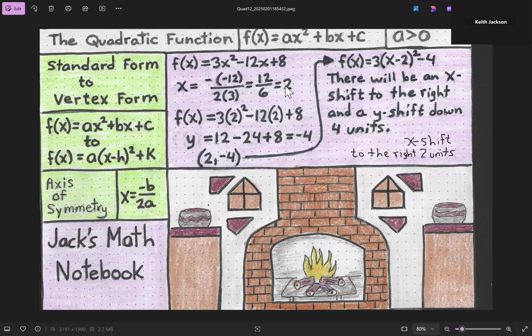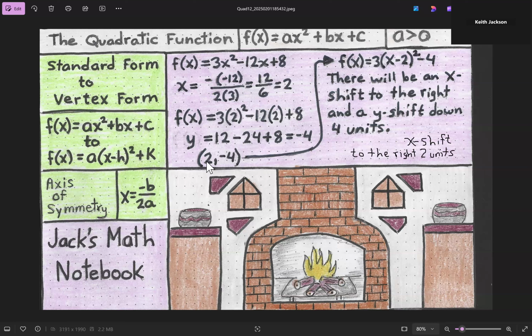And we're going to plug 2 back into the standard form of this function, in which we have 3 times 2² − 12 times 2 + 8. And when we do that, we have y = 12 − 24 + 8, and the final result will be −4. And so then this is our axis of symmetry right here. This is our vertex, in which we have (2, −4), which we're going to plug back into the vertex form of the quadratic function.